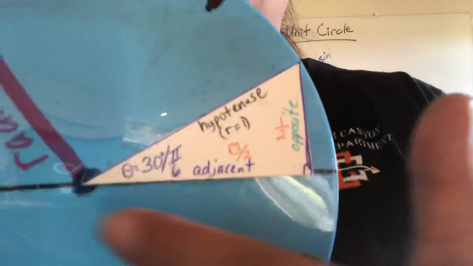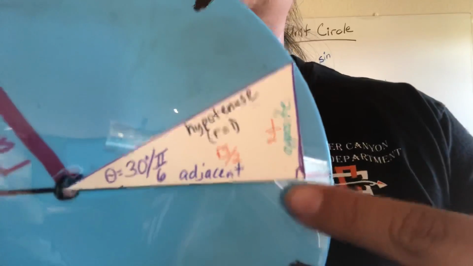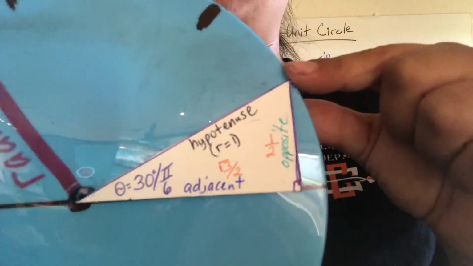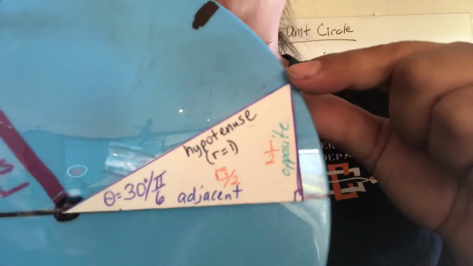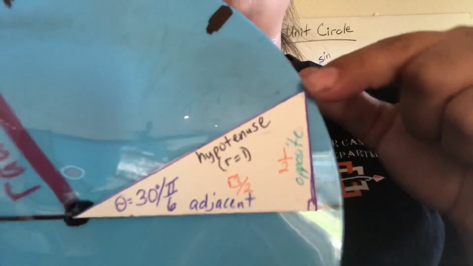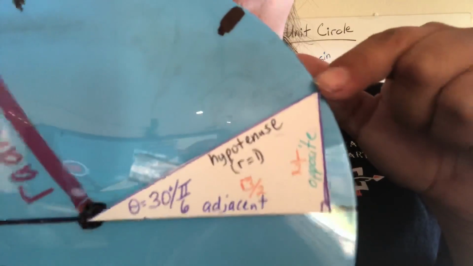Okay, now the main thing here, this is your x distance, this is your y distance. So do you see this spot right here? This would actually be the coordinate square root of 3 over 2, comma 1/2. That would be the coordinates for this particular end of your right triangle.